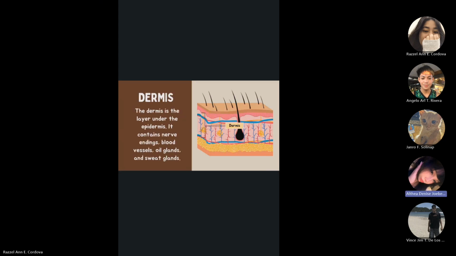The dermis lies beneath the epidermis. It contains nerve endings, blood vessels, oil glands, and sweat glands. This layer gives the skin its flexibility and strength, and it's where sensations like touch and temperature are detected.